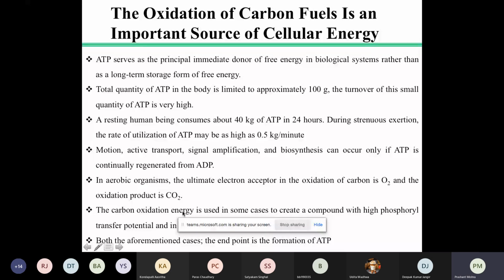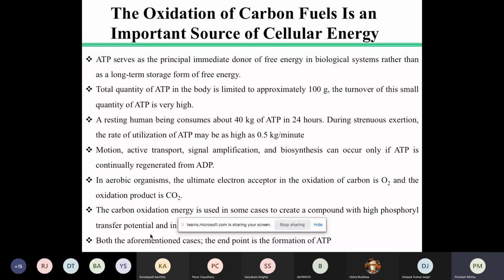Then the second thing could be, during the oxidation process, it is not necessary that the electron always goes to molecular oxygen. Sometimes it will create a high phosphoryl transfer potential molecule. And this high phosphoryl group transfer potential molecule will later be transferring its phosphoryl group to ADP if they have more delta G of the reaction. So I'll take one example and explain it.